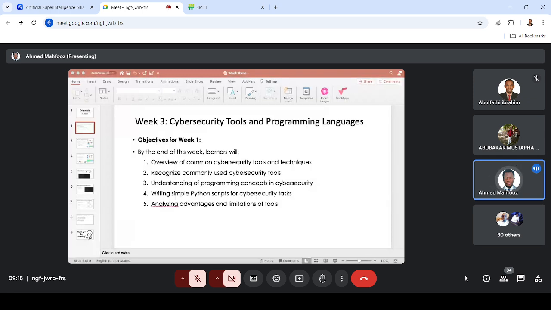So, number 4, we'll be writing a simple Python script for cybersecurity tasks. We'll be learning how to write a simple script for a cybersecurity task. Then number 5, which will be the last thing we'll be covering today, is to analyze the advantages and limitations of the different tools we have as a cybersecurity professional.